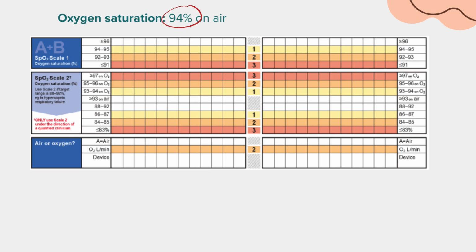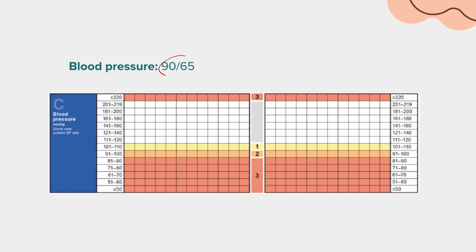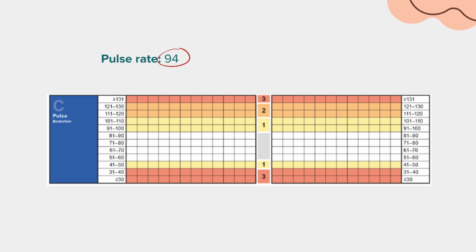Let's record the other parameters. Oxygen saturation is 94% on air. For the blood pressure, record the systolic BP only. Let's continue recording the rest of the parameters.